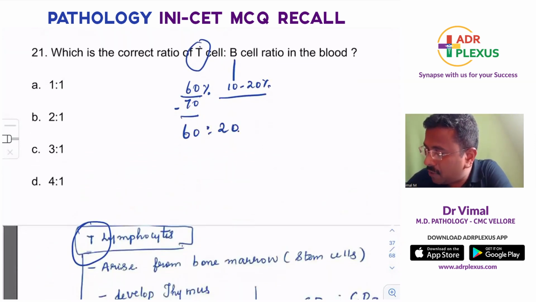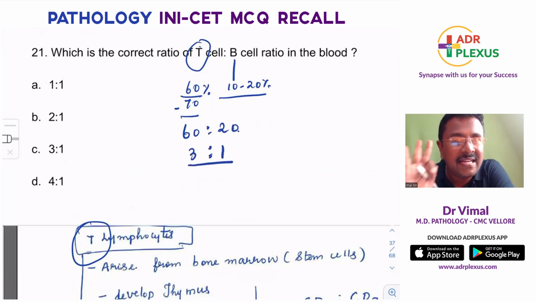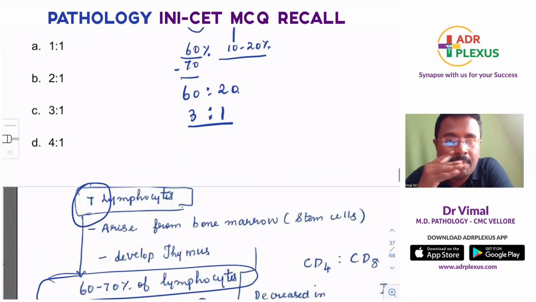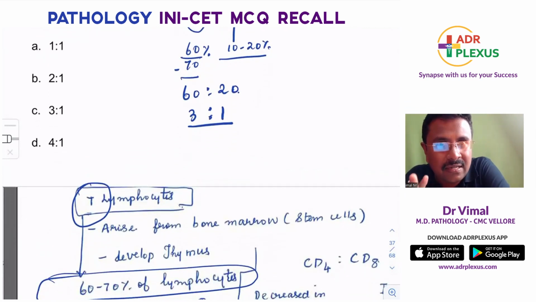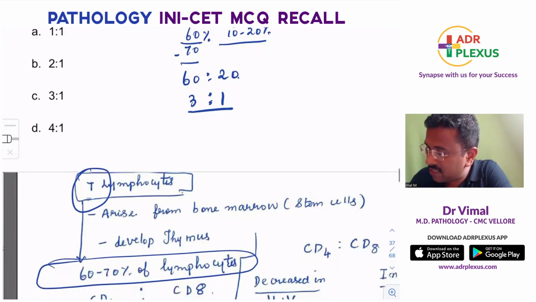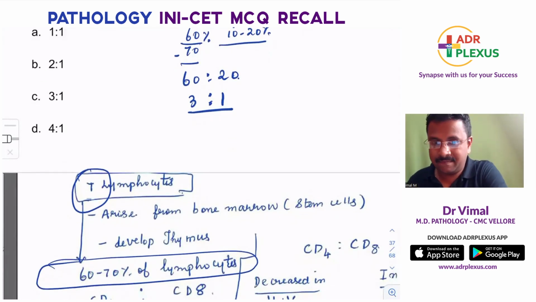So the ideal T cell to B cell ratio, if you take 60:20, will be 3:1. For every 3 T cells, you will have 1 B cell. So the correct option here is that the ratio of T cells to B cells in the blood is 3:1. Actually, you have 60% T lymphocytes, and you can see that from our notes.